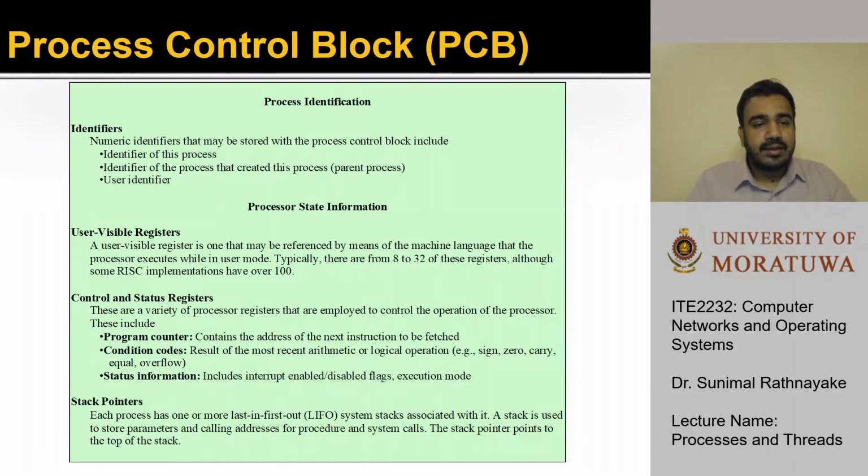For process identification, we have numeric identifiers that may be stored with the process control block. That includes the process identifier of this process, the identifier of the process that created this process, that means the parent process, and the user who owns these processes. Then process state information includes the user visible registers, control and status registers, such as the program counter, the condition codes, and some status information, and the stack pointer.